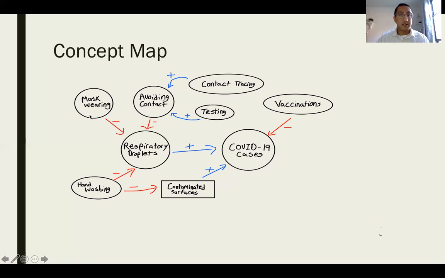And those are the ones that affect the personal level. Then moving on to the community and larger levels, contact tracing and testing we use to increase the number of people who will be avoiding contact, or advising them to avoid contact, which will lower COVID-19 cases. And then we have vaccinations, the new ones that came out; this one directly impacts lowering COVID-19 cases through immunizations.